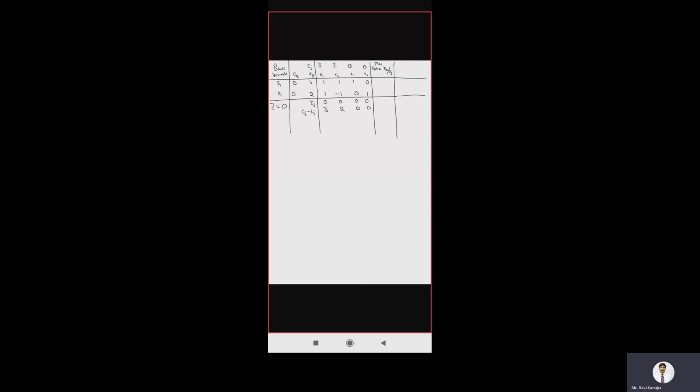Over here, we have two positive values, so we'll take the maximum value. That means x1 is the variable which will enter. So XB by xj is 4 divided by 1, which is 4, and 2 divided by 1, which is 2. Now the minimum value is 2. That means S2 will move out, and in place of S2, we will have X1.